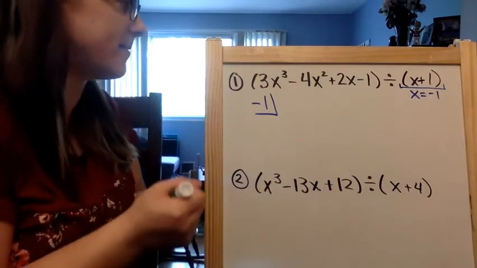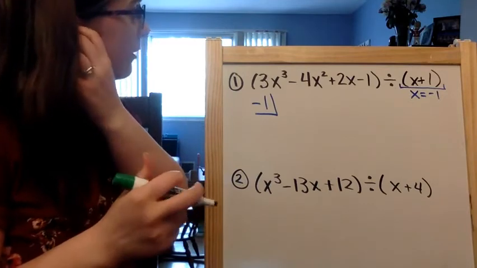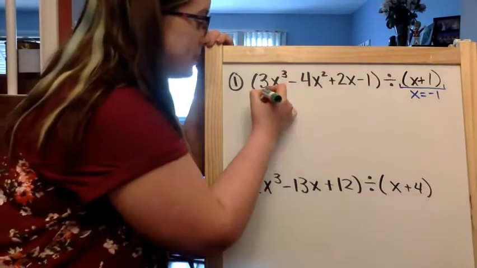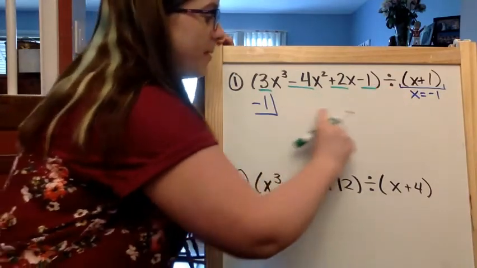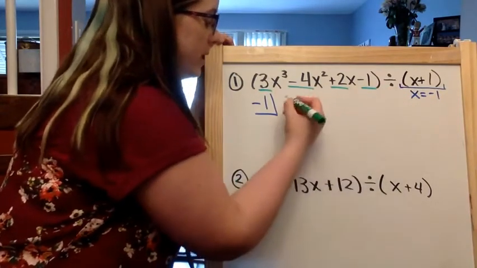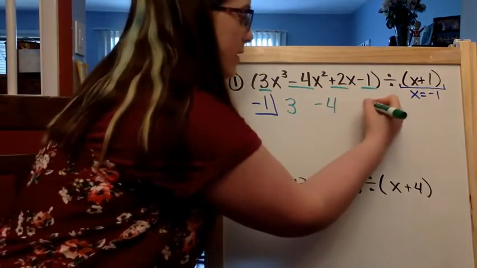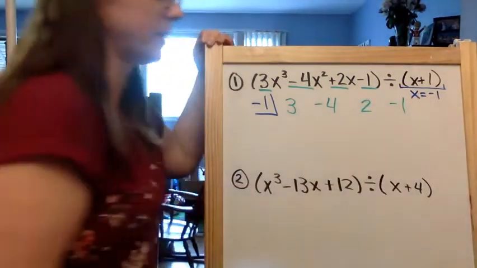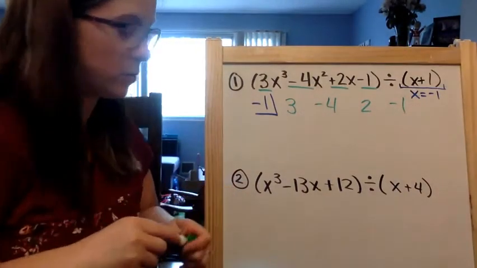My next step then is to pull down the coefficients and the constant from my dividend. So that means I'm going to bring the 3, the -4, the 2, and the -1. And those are just going to be written in line next to this box. So 3, -4, giving yourself a little bit of space between each of those numbers, just for the sake of having space to do your work.